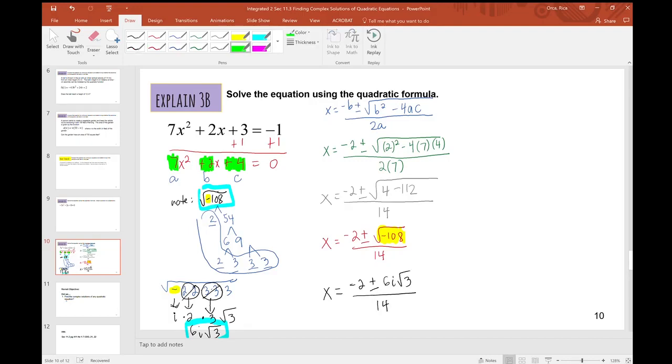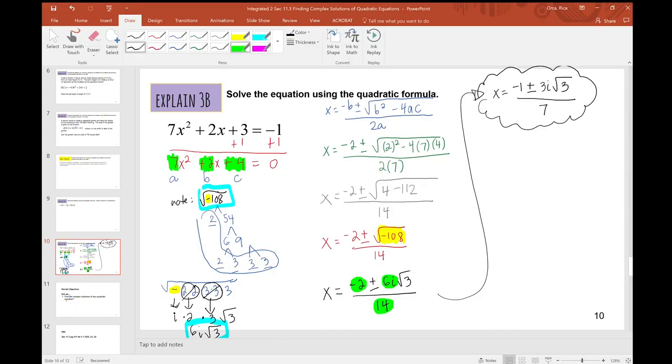So now let's look at our whole numbers. We have negative 2, 6i, and 14. All three numbers are divisible by 2. x equals negative 2 divided by 2 is negative 1. Plus or minus 6i divided by 2 is 3, 3i radical 3. And 14 divided by 2 is 7. So our solutions are negative 1 plus or minus 3i radical 3 over 7.